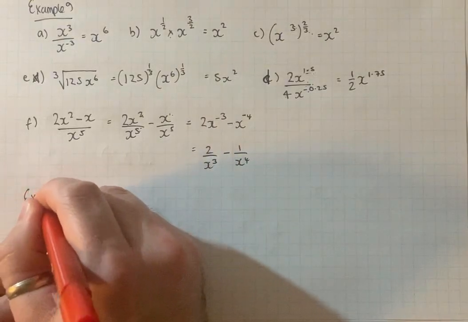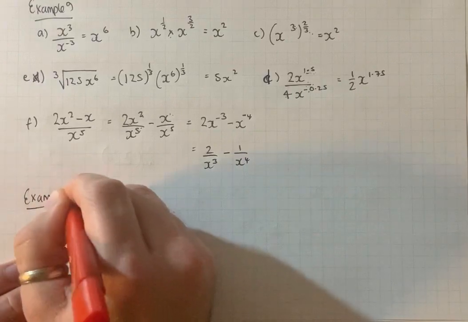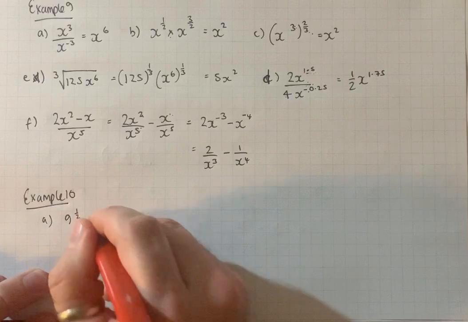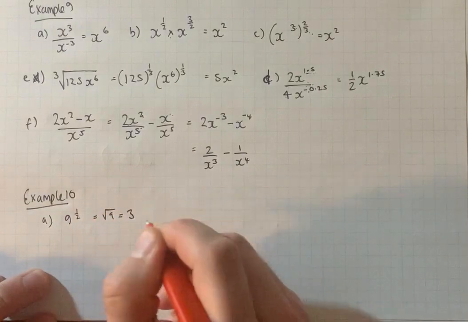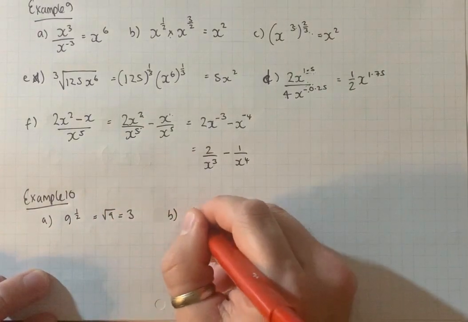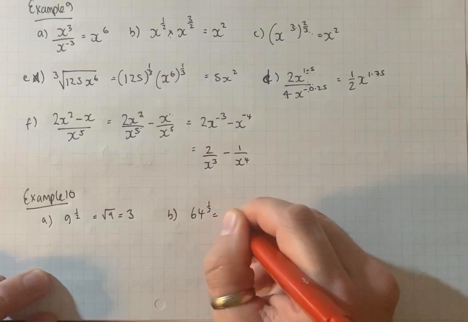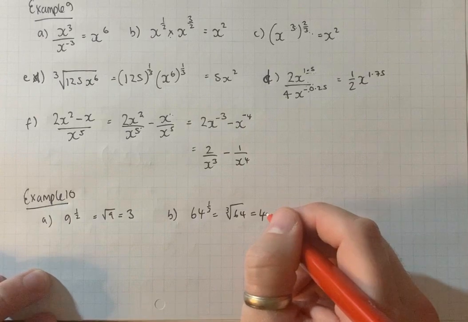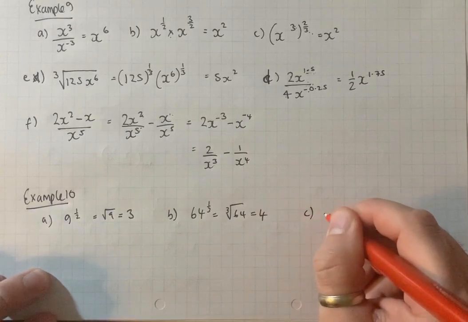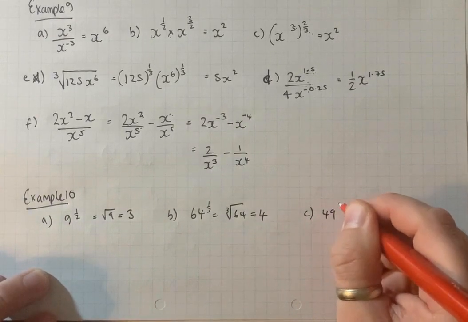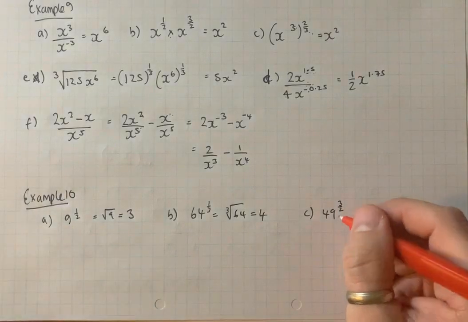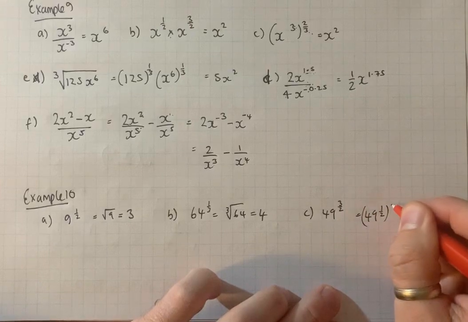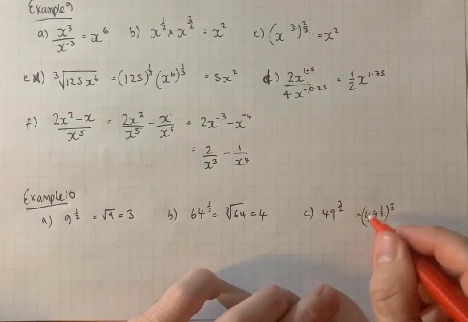Example 10. Evaluate means find the value of 9 to the half. So positive square root of 9 is 3. Next, 64 to the third. Cube root of 64 is 4. 4 times 4 times 4 is 64. So it's a bit harder. 49 to the 3 over 2. What we're going to do is split that power up and make it 49 to the half, cubed. Because this reduces the number down.